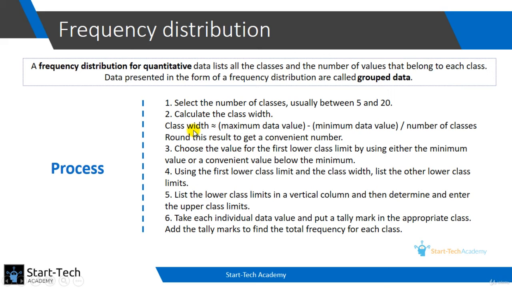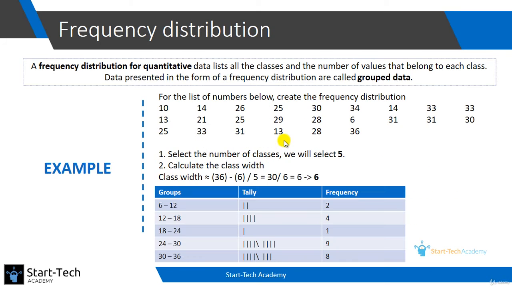Once we have class width, we can start creating the classes. We start by the minimum value, we add class width, and we get the first class. This will get clear when we go through the example. This is the continuous data that I have. It's a set of 24 numbers and I want to segregate into 5 equal classes. So I have selected the number of classes, which is 5.